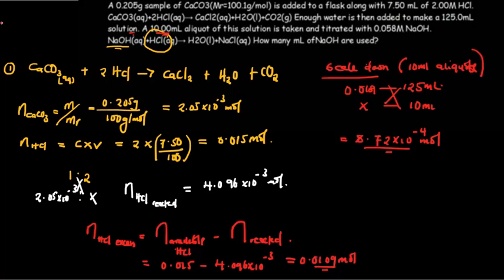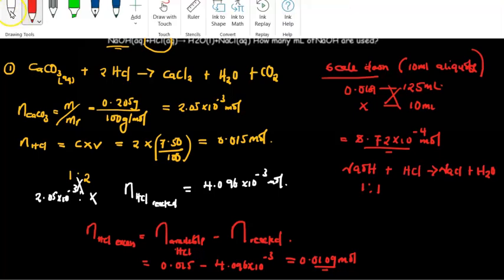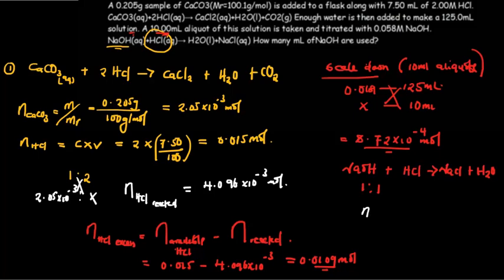Therefore, at this point, we just have to look at the equation of the excess moles. So this is reacting as sodium hydroxide plus HCl, giving sodium chloride plus water. So this is a one-to-one equation. What it basically means is that the number of moles of sodium hydroxide will be equal to the number of moles of HCl that we found. We found that the number of moles of HCl in excess after scaling it down is 8.72 times 10 to the power negative 4.